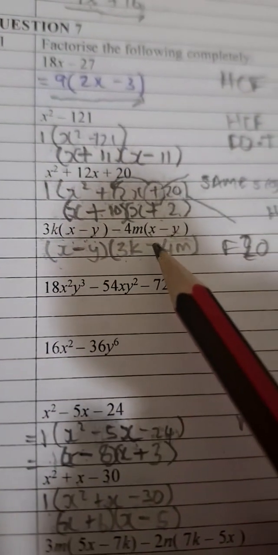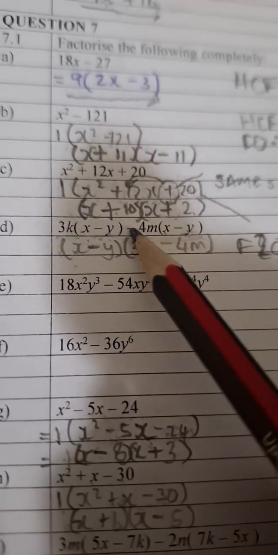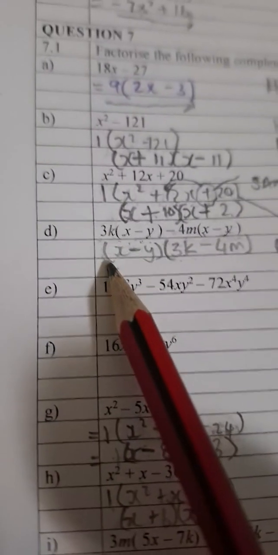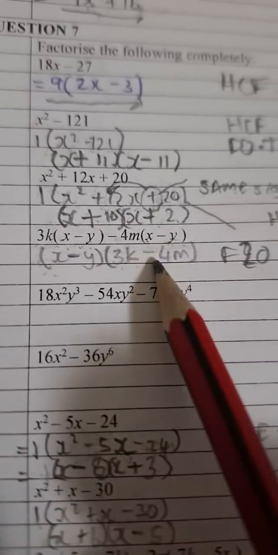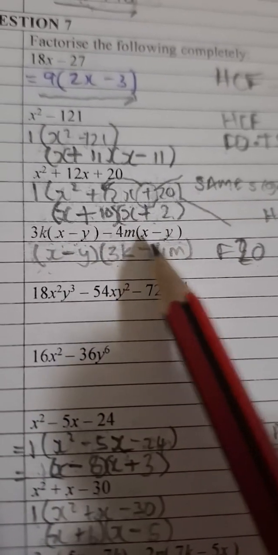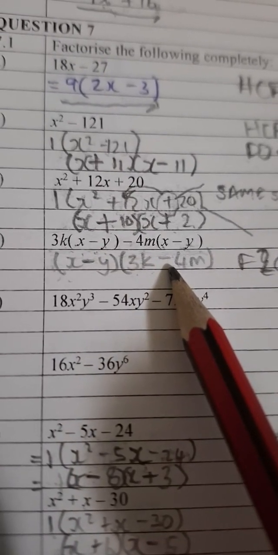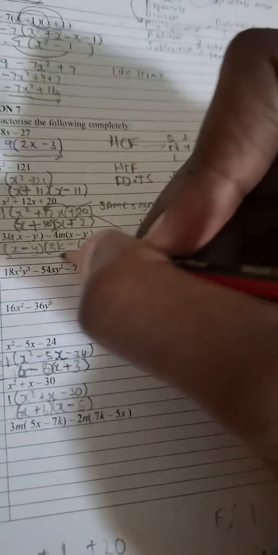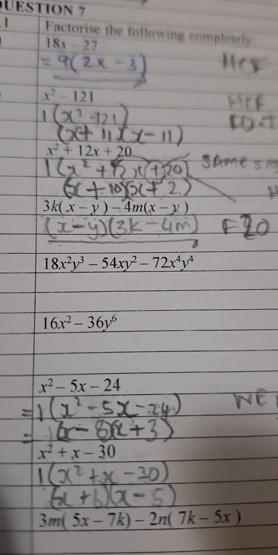And guys, the reason why it's still a 3k that is positive and a 4m that is negative is because when I took out my highest common factor, it was a positive common bracket. So whenever you take out something that is positive, the signs inside your bracket of things that remain stay the same. That's very important. Factorization complete. That wasn't too bad, was it?